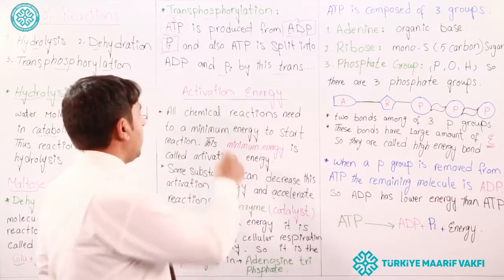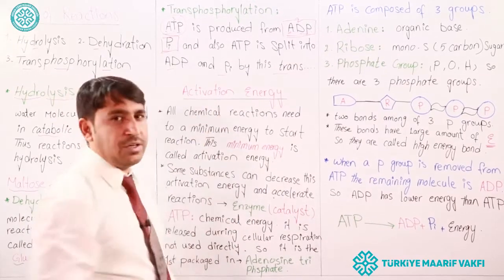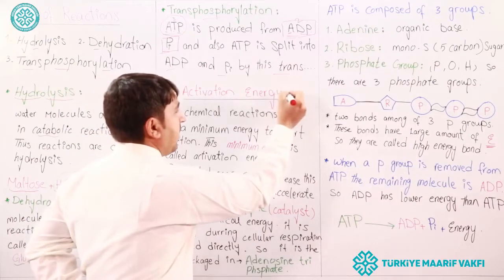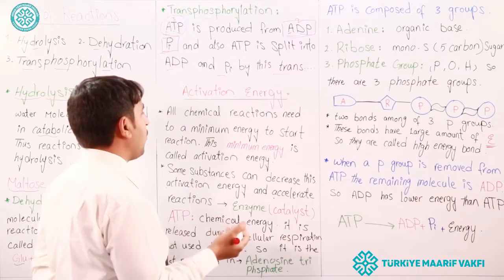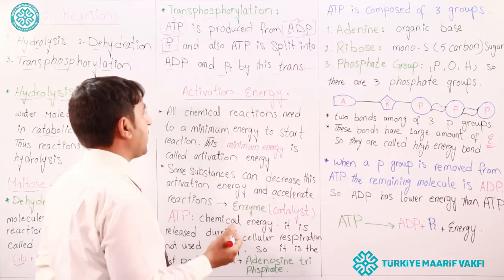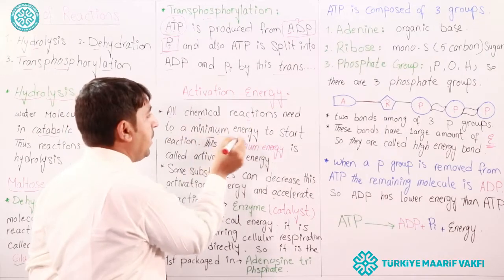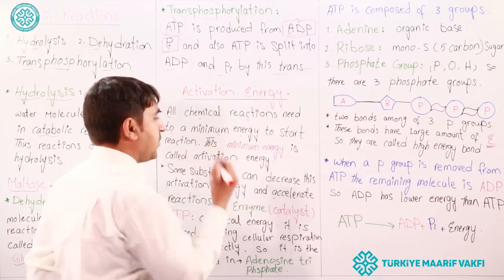So these are the 3 types of chemical reactions which we are studying in our biochemistry lesson or cell biology. Now we are coming to another issue, that is activation energy. What is activation energy? It is some chemical energy which is necessary for chemical reactions. All chemical reactions need a minimum energy to start the reaction. This minimum energy is called activation energy.